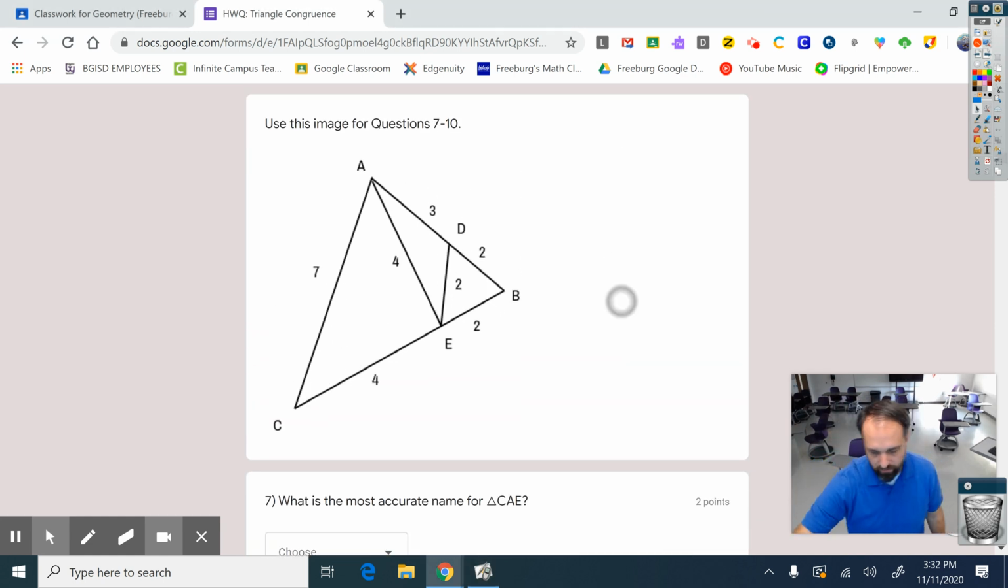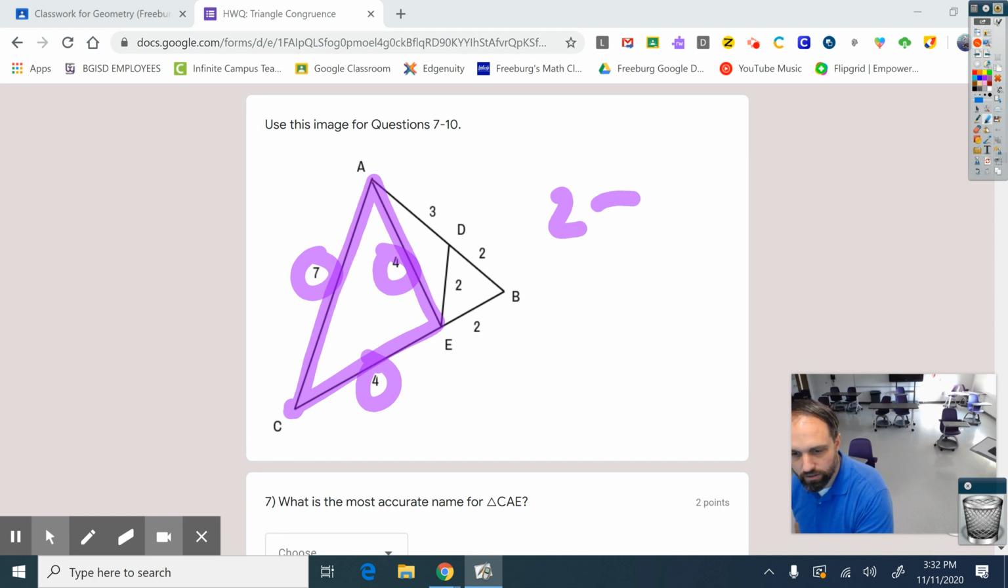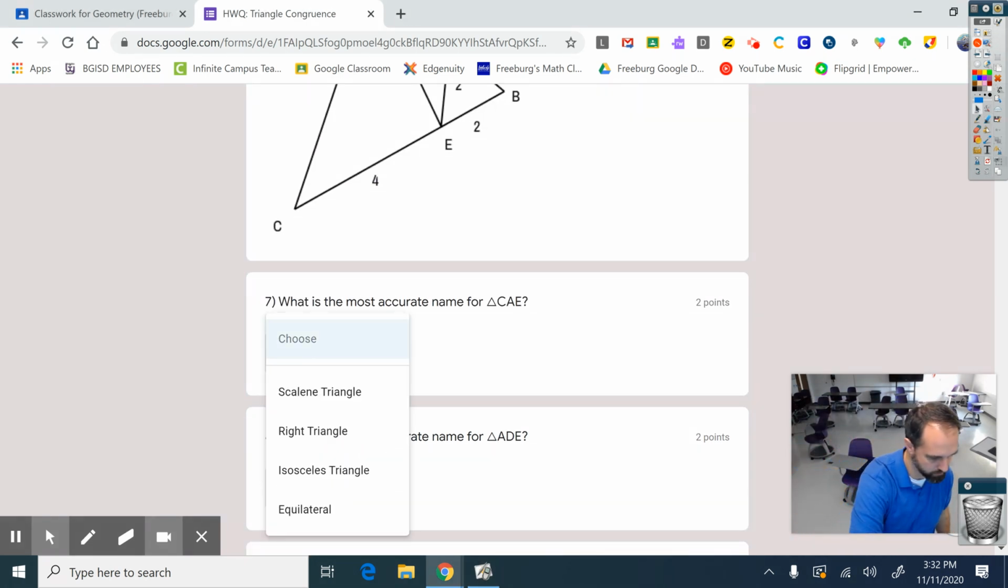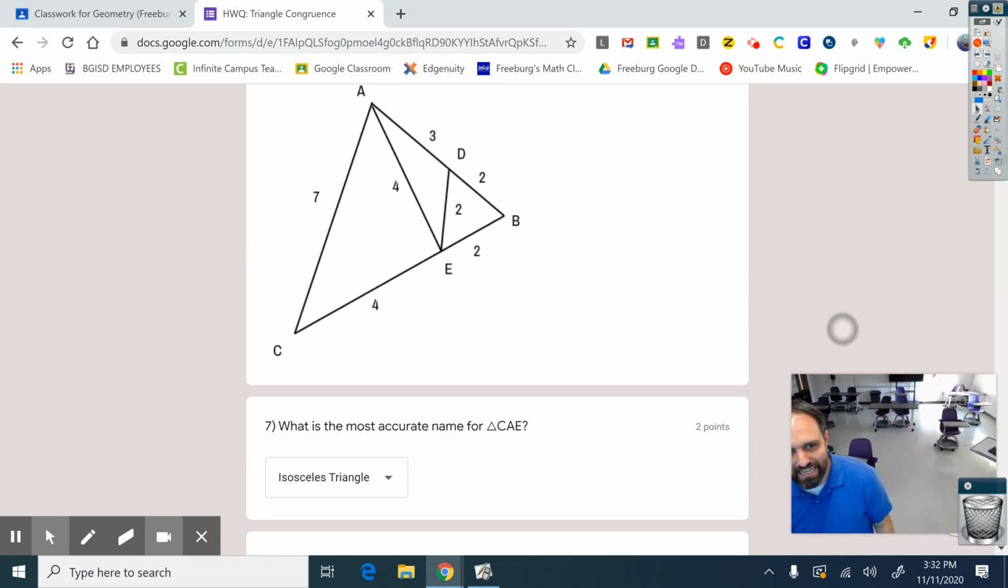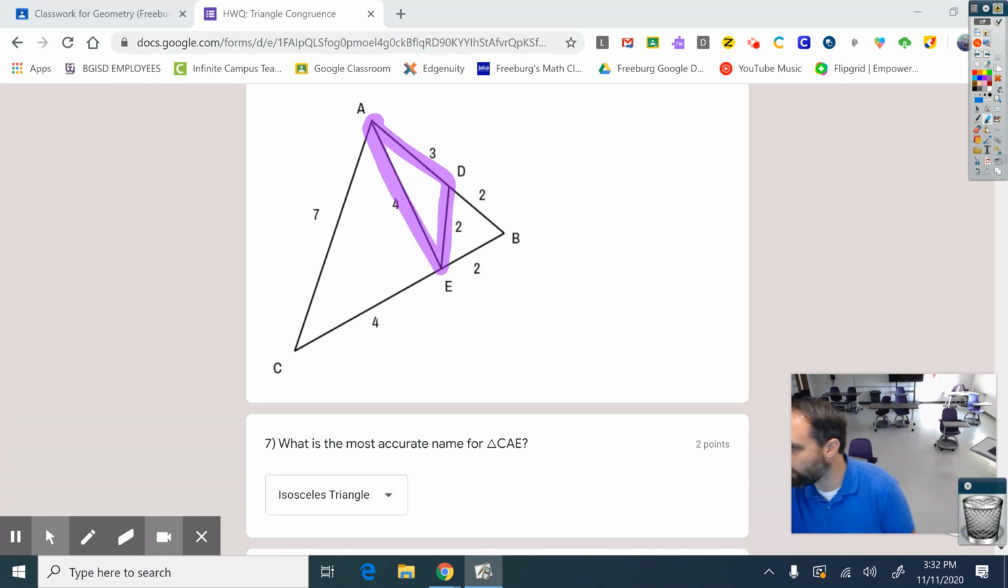We've got what's the most accurate for CAE, C to A to E. I've got 4, 4, and 7. So with two congruent sides, we're going to go with isosceles. So two congruent sides equals isosceles. Next one is ADE, A to D to E. And so we're looking at 4, 3, 2. All three of these are going to be uniquely different. And so with three different sides, this will be our scalene. Okay, so scalene there for number 8.